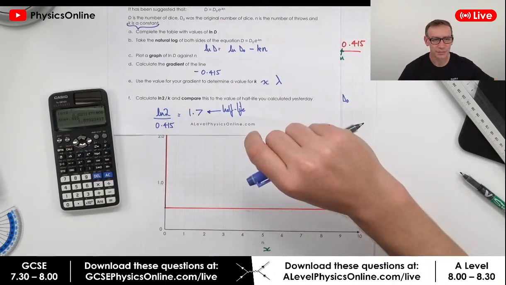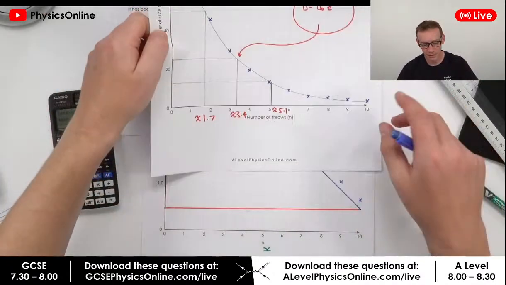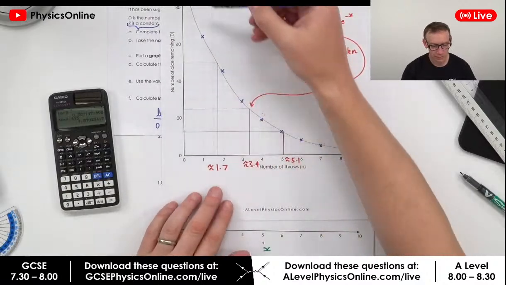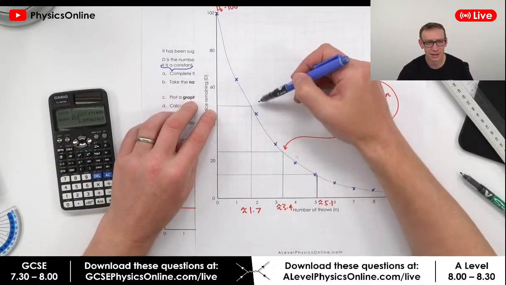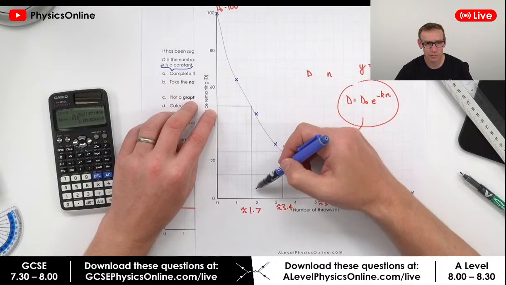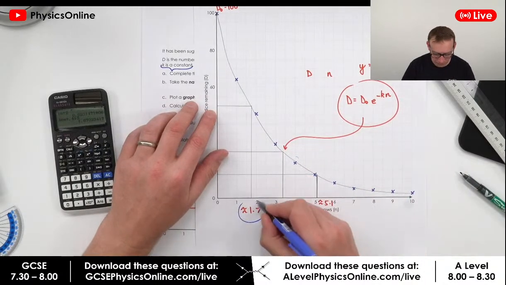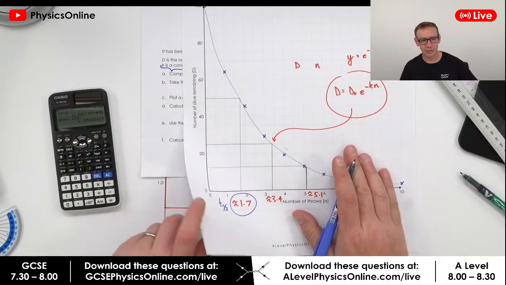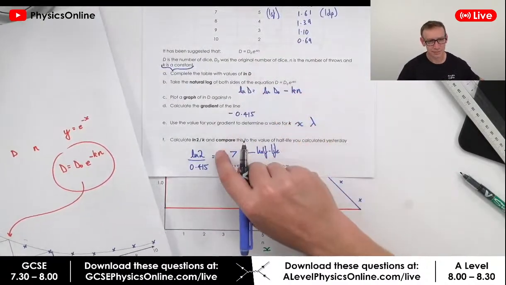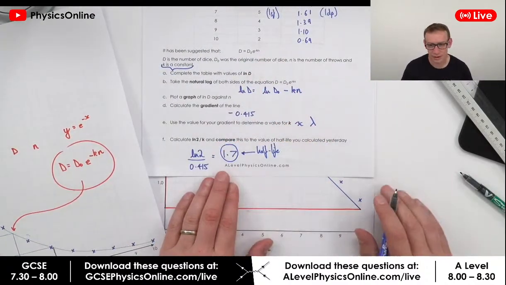Now, yesterday, when we plotted the graph, what we found was the time it takes for the number of throws to go from 100 down to 50 is about 1.7 throws, which is therefore the half-life, t half. And that's what we've calculated properly today, using this method as well.